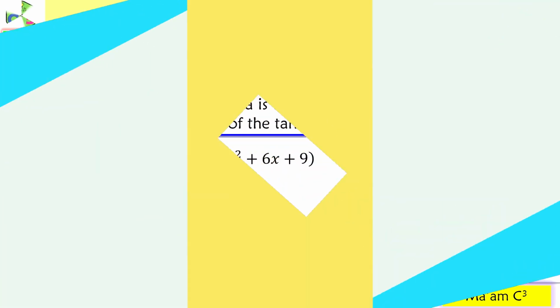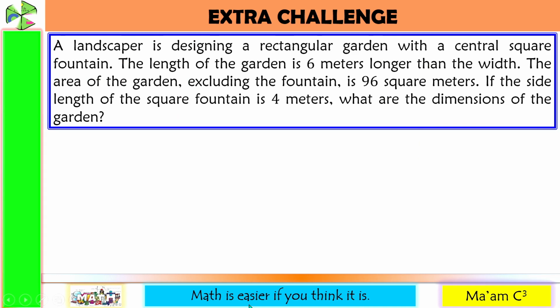Let us do an extra challenge. A landscaper is designing a rectangular garden with a central square fountain. The length of the garden is 6 meters longer than the width. The area of the garden, excluding the fountain, is 96 square meters. If the side length of the square fountain is 4 meters, what are the dimensions of the garden?